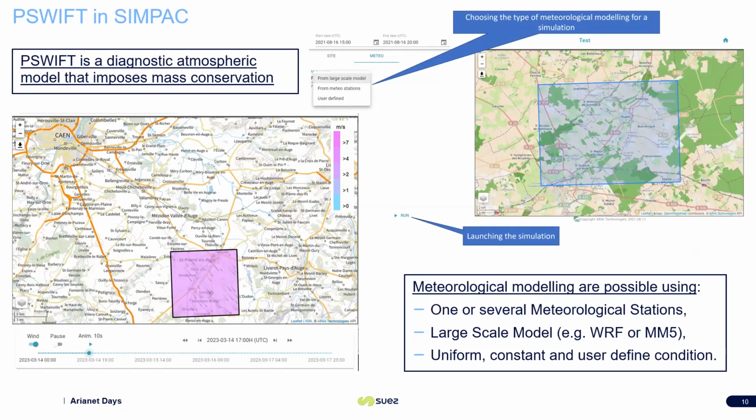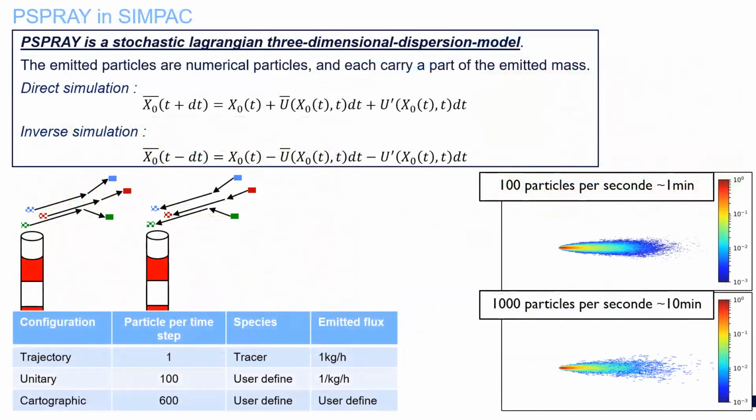But they can still be used, and they can still be very interesting to perform forecasts of what could be the dispersion. So we use PMSS, atmosphere with pSwift, dispersion with pSpray. I don't really have a lot of time to explain, but two different simulations are possible in the SIMPAC platform.